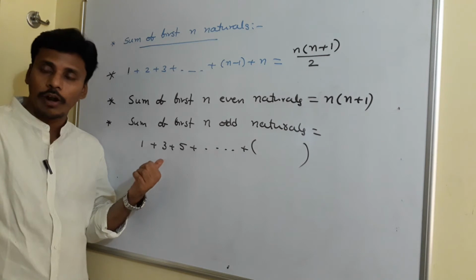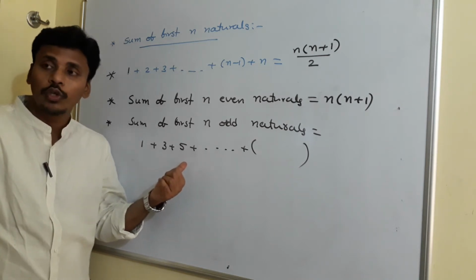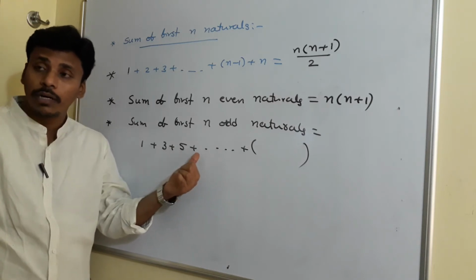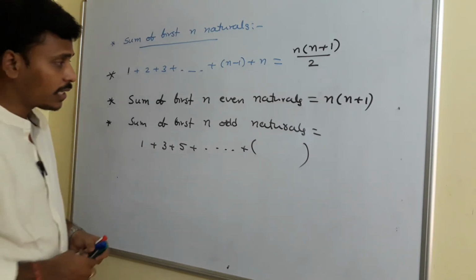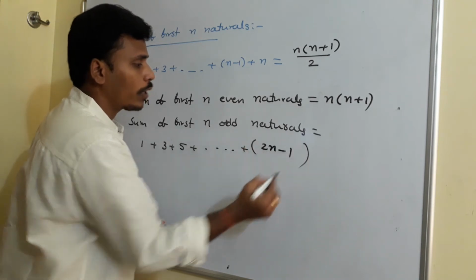This 3 is the second odd number, 2 into 2 minus 1. 5 is the third odd number, 2 into 3 minus 1. And the next one, 7 is the fourth odd number. It can be written as 2 into 4 minus 1. If you think in such a manner, then its nth odd natural number is 2n minus 1.